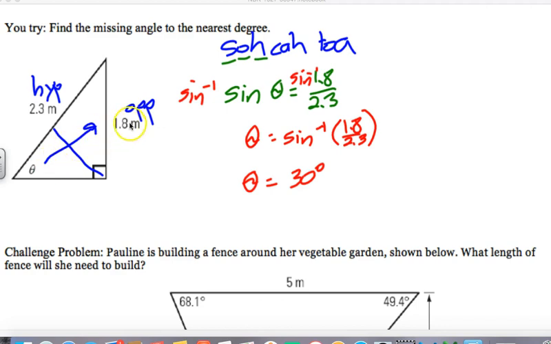So if I'm given the hypotenuse and the opposite, which trig function is that? So O and H is the sine function. So I'm going to do the sine of the angle. The angle is what I don't know, so it's sine of theta equals the opposite side, 1.8, over the hypotenuse, 2.3. And then to solve for theta, I do the inverse sine or arc sine, and that leaves theta by itself. Arc sine of 1.8 over 2.3, and your calculator should give you 30 degrees.